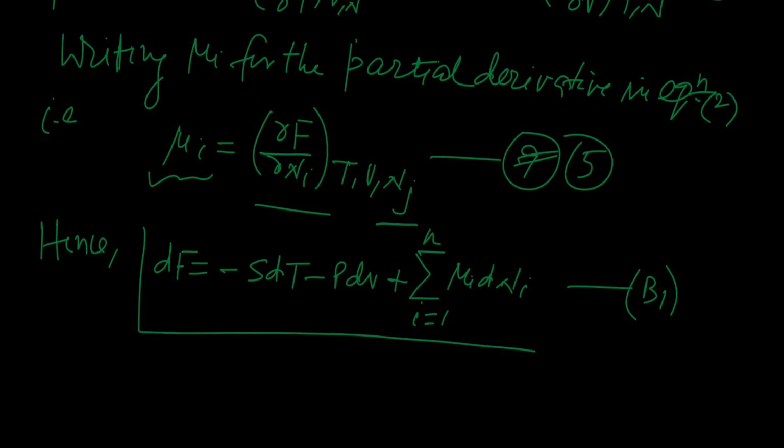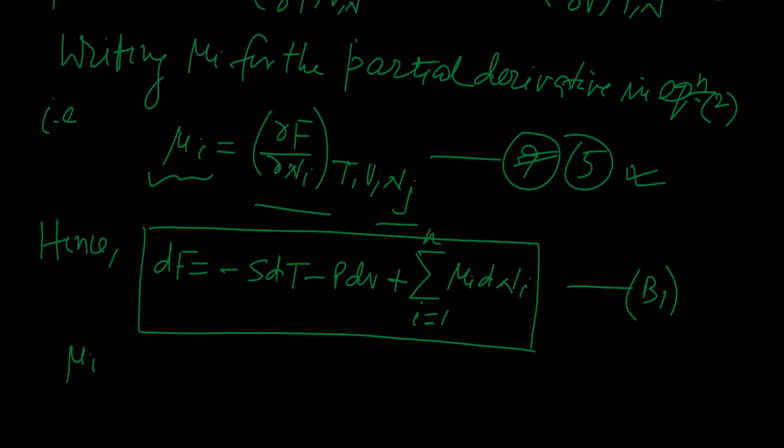Now, as we see in equation 5 how this mu i is defined, equation 5 is the definition of chemical potential in terms of Helmholtz free energy F. And this definition says that chemical potentials are the rate of change of free energy per particle at constant volume and temperature.